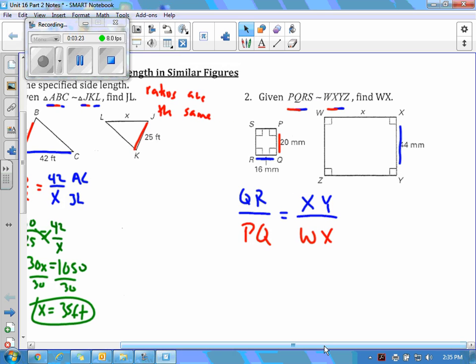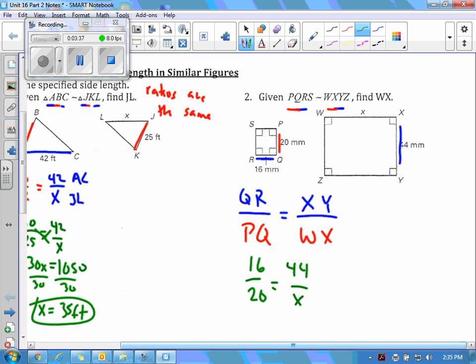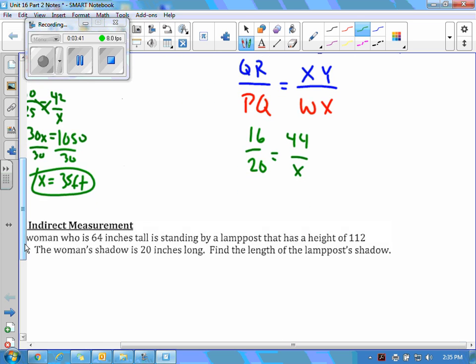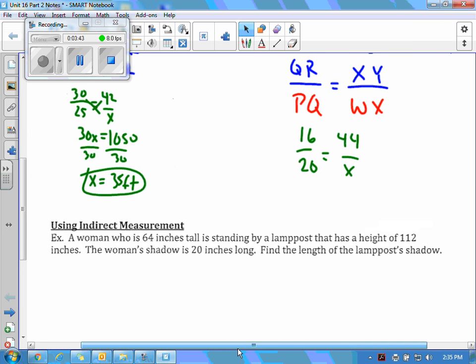So when I write my proportion, QR is 16 over PQ, which is 20. XY is 44 over WX, which is X in this case. So I have my proportion, I can cross multiply and solve. I'll leave that for you to go ahead and solve that out.